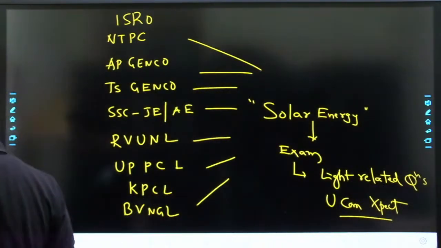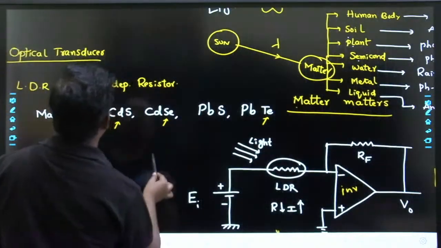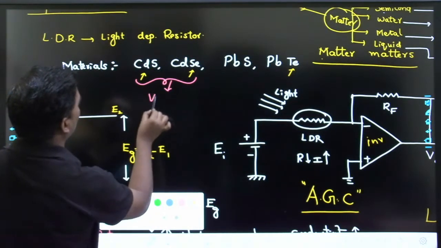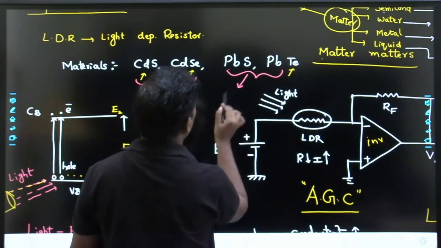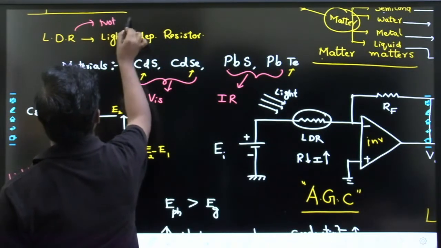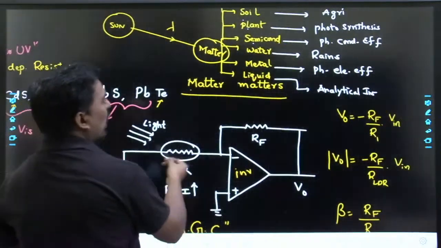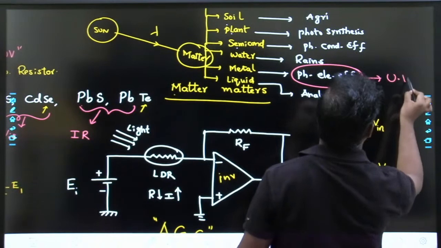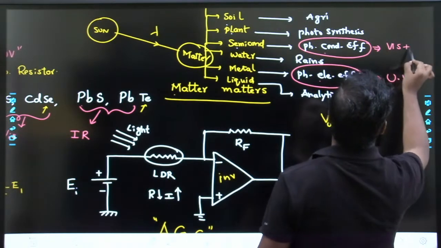LDR is not a UV sensitive device. In LDR we are having the materials. If you see these materials, cadmium sulfide and cadmium selenide, they are sensitive for visible radiation. Lead sulfide and lead telluride, they are for IR radiation. LDR cannot sense ultraviolet. For ultraviolet, you have to go for photoelectric effect. Ultraviolet can be sensed by photoelectric effect. Photoconductive effect is related to visible and IR radiation only.